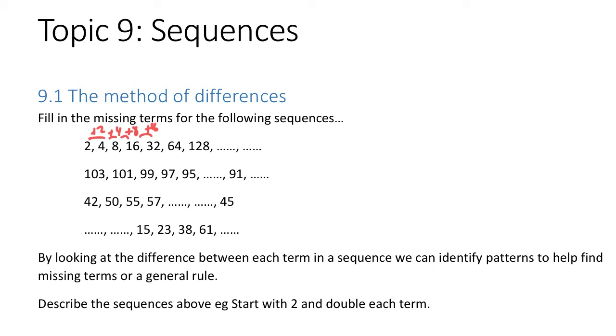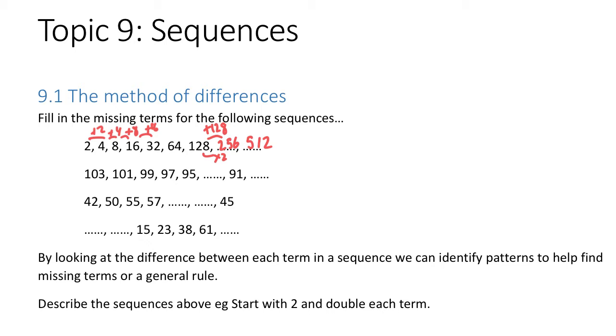So to get from 128 to the next one, we're going to add on 128. Or the same thing would be doubling it to get 256. And then the next one is going to be 512.